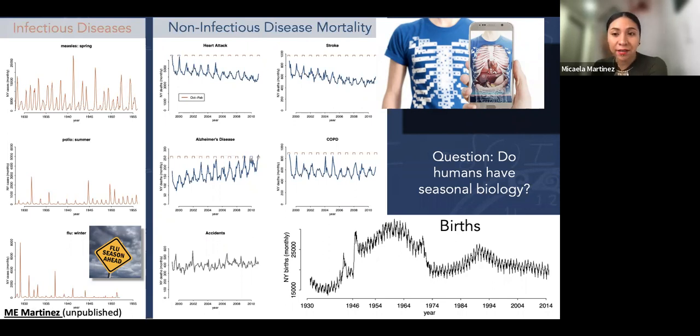And in addition to that, we also see in the United States seasonality in terms of the mortality for non-infectious diseases. So these time series here in the middle are showing the seasonality for heart attack, stroke, Alzheimer's disease, and COPD. And so all of this taken together tells us, well, there's a time of year when people are more likely to be born, there are times of year when people are more likely to die, and also what we know from the work on infectious diseases, there are times of year when we're more likely to get particular infections. So taken together, this is highly suggestive that our health and disease is seasonally structured.